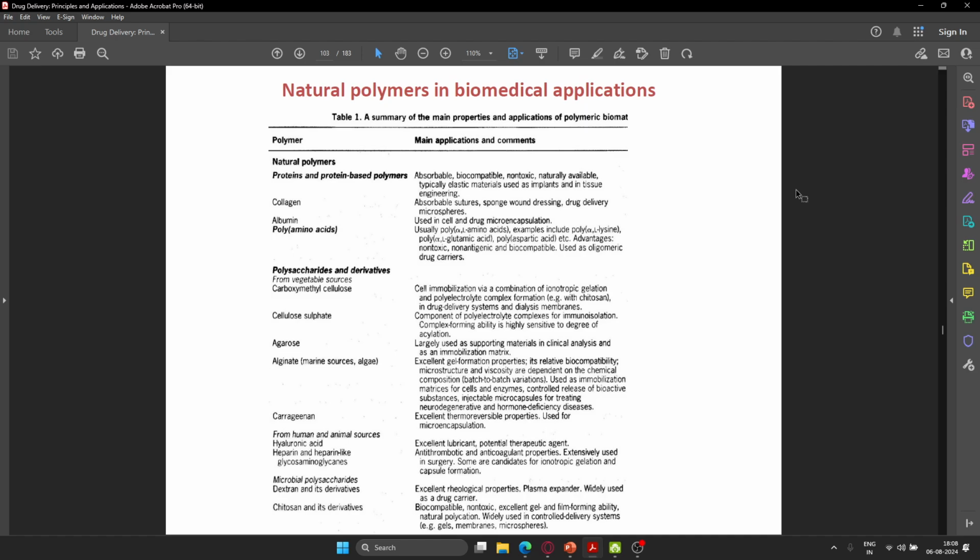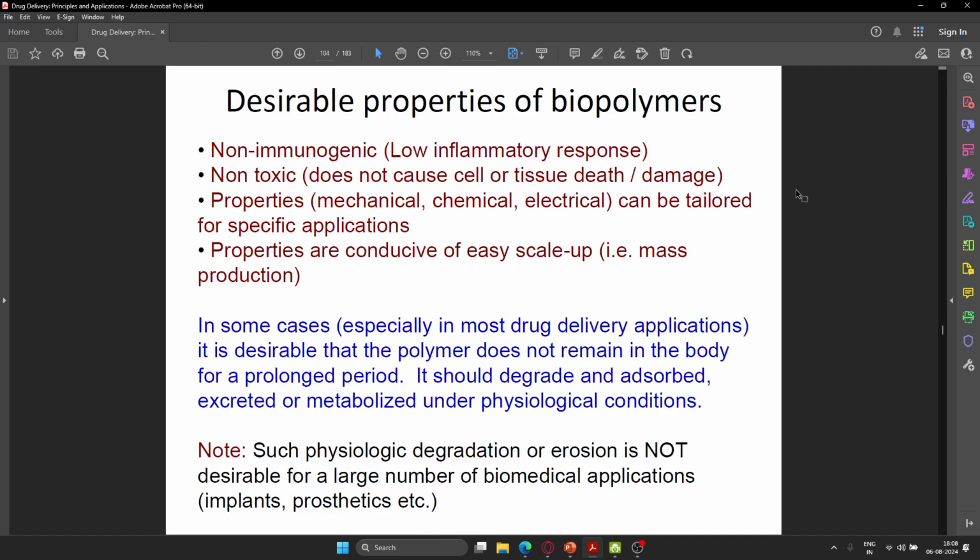So, there are several natural polymers that are used in biomedical applications. And what are some of the most desirable properties of a biopolymer? You would have gone through this. So, first of all, a biopolymer has to be non-immunogenic. So, it needs to have a very low inflammatory response and immune triggering. It needs to be non-toxic. So, as you put it in, it should not cause cell death and tissue death to the surrounding cells and tissues.